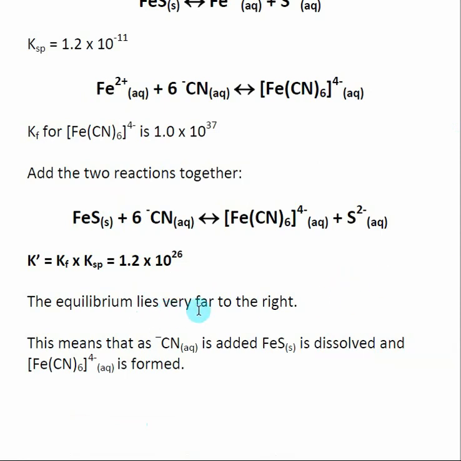Because this equilibrium lies very far to the right, if we have, say, our insoluble salt, iron 2 sulfide, in an aqueous solution, so this would be a precipitate at the bottom, and we started adding in CN-, the CN- would cause the iron 2 sulfide to dissolve, and this would form our complex. So we can actually get this iron 2 sulfide to dissolve, even though it's an insoluble salt, and it will go into solution. And so overall, we've ended up dissolving this insoluble salt.